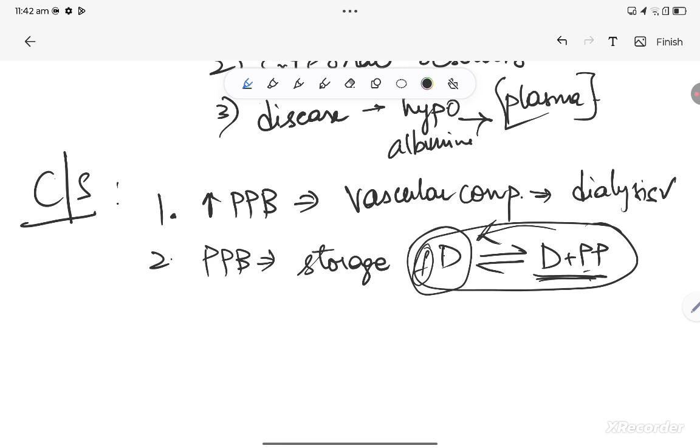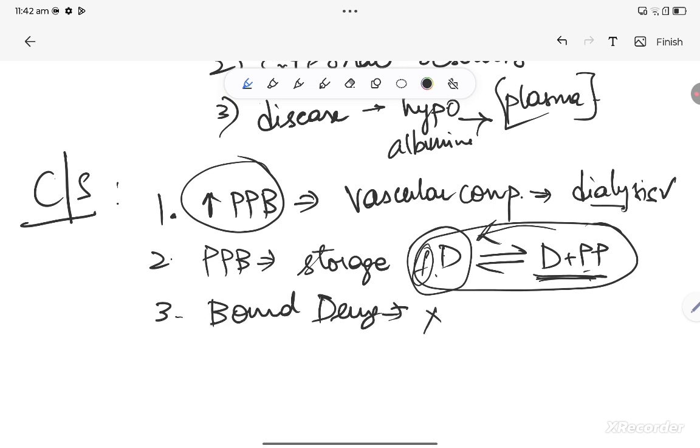One other point is, dialysis may help, but I'm not talking about free drug, I'm talking about the bound form. Bound drug is difficult to remove with dialysis. Clear? And certain drug interactions are also very important.